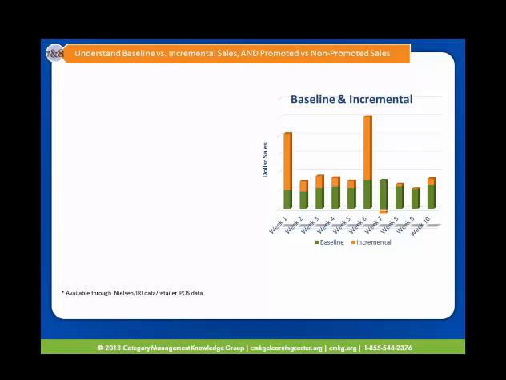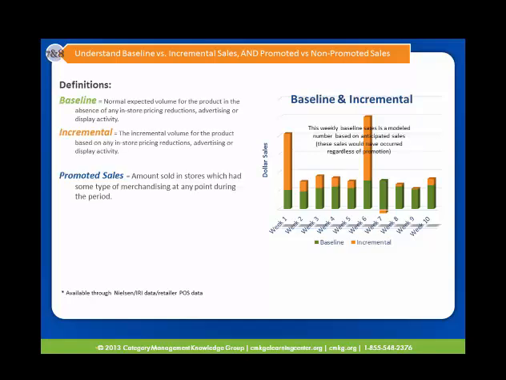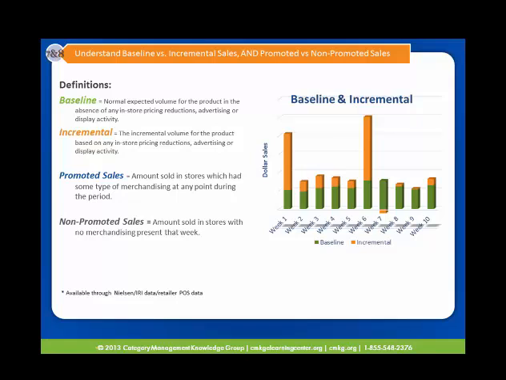Okay, I'm combining tips number 7 and 8 together. So if you have printed off the handouts there, you can see that 7 is to understand baseline versus incremental sales. Tip number 8 is to understand promoted versus non-promoted sales. So let me give you some quick definitions here first. Really to understand promotional impact, we often see people using all or some of these measures.